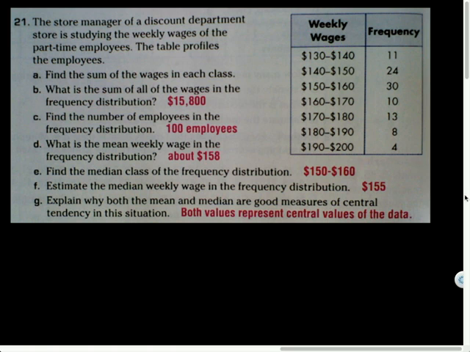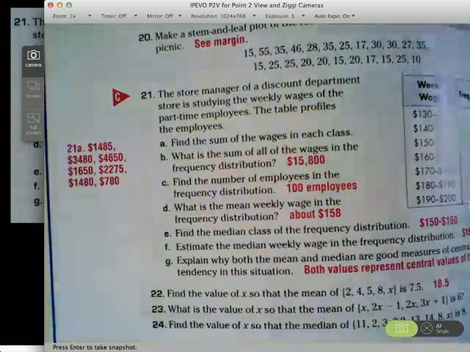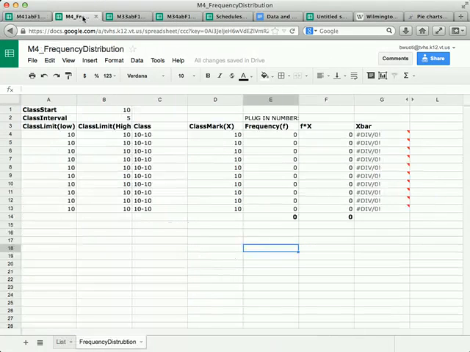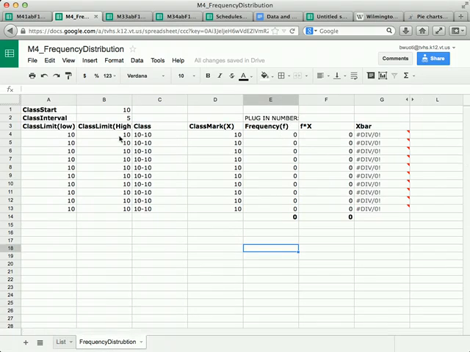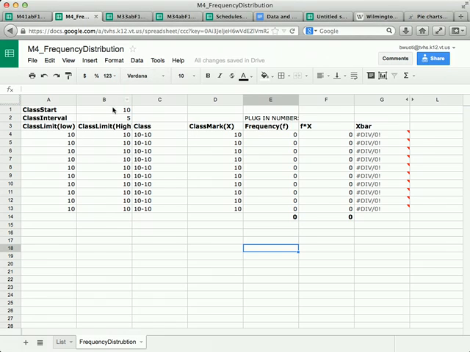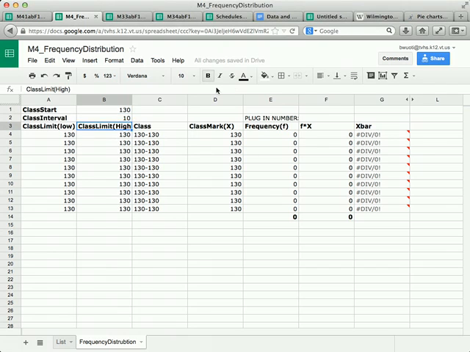But that's the idea. So what I'm going to do before I go any further is set up a little Google Doc frequency distribution thing here. So we kind of had this set up where we were able to calculate those things. And for this store manager's frequency distribution, his starting value is 130, right? And what is his class interval? 10, right? The range of any given class is 10, so he's counting by tens.